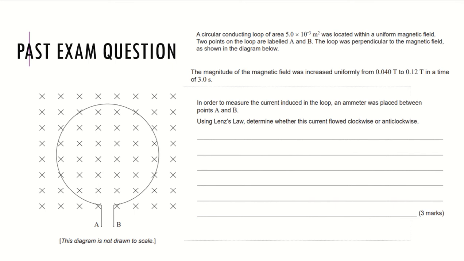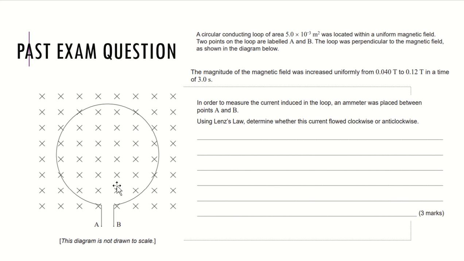So here we have a past exam question. Obviously the X's mean the magnetic field's into the page. We had a circular conducting loop in a uniform magnetic field. Two points on the loop are labeled A and B. The loop's perpendicular to the field. The magnitude of the field was increased uniformly, from 0.04 Teslas up to 0.12 Teslas. So the magnetic field is increasing into the page, okay?